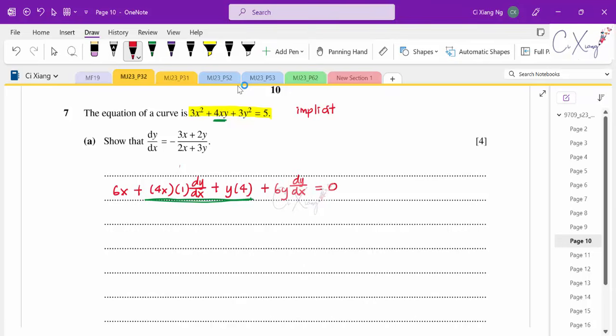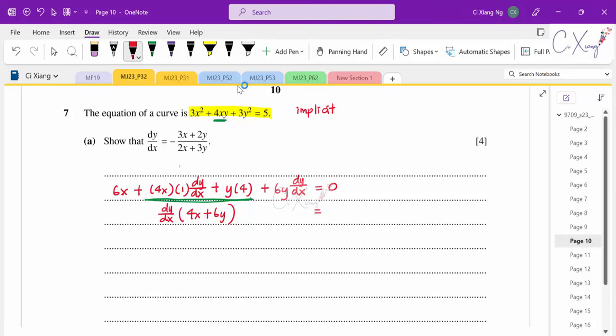Okay, so now the next step is I need to rephrase my answer so that I can write dy/dx in terms of x and y. So for me, I will take out the dy/dx first. Then for the first term here, I'm having 4x. Then for this particular term, I'm having 6y.